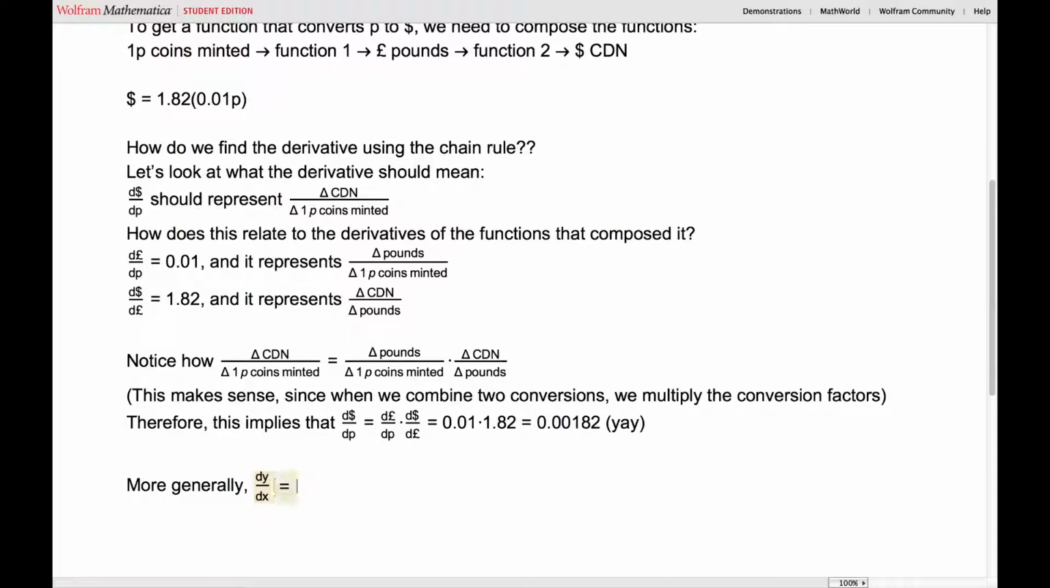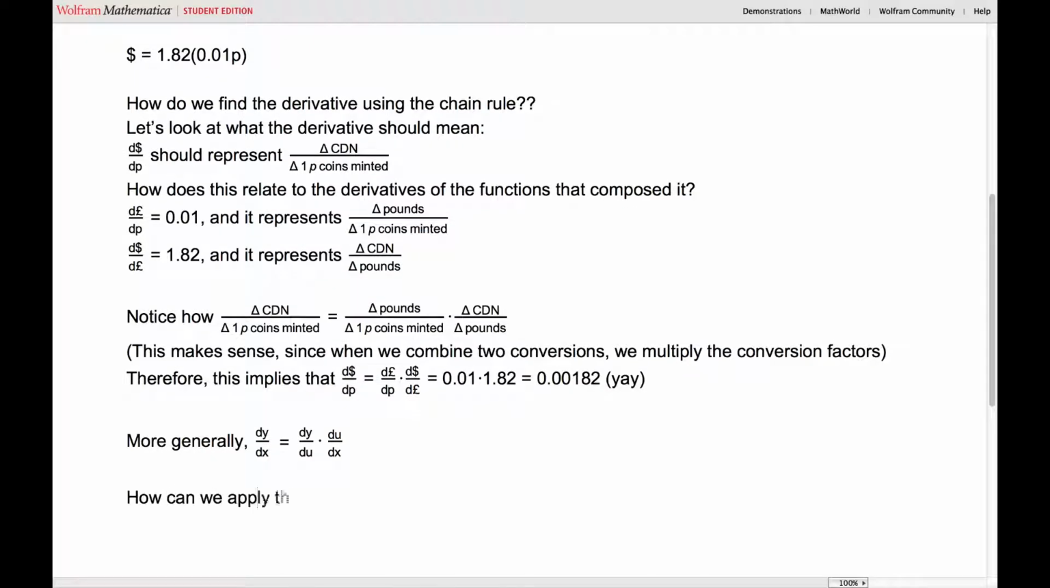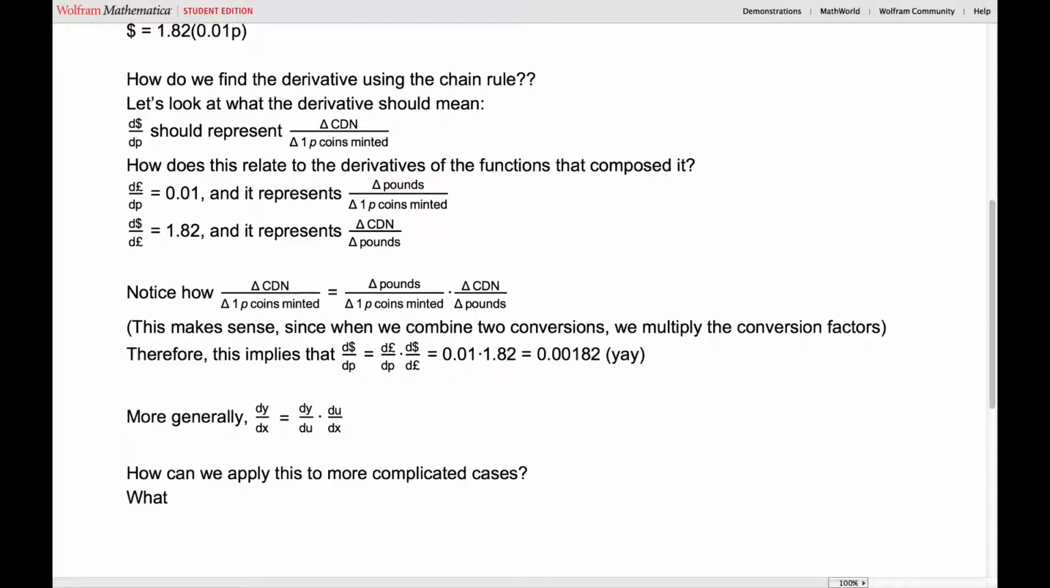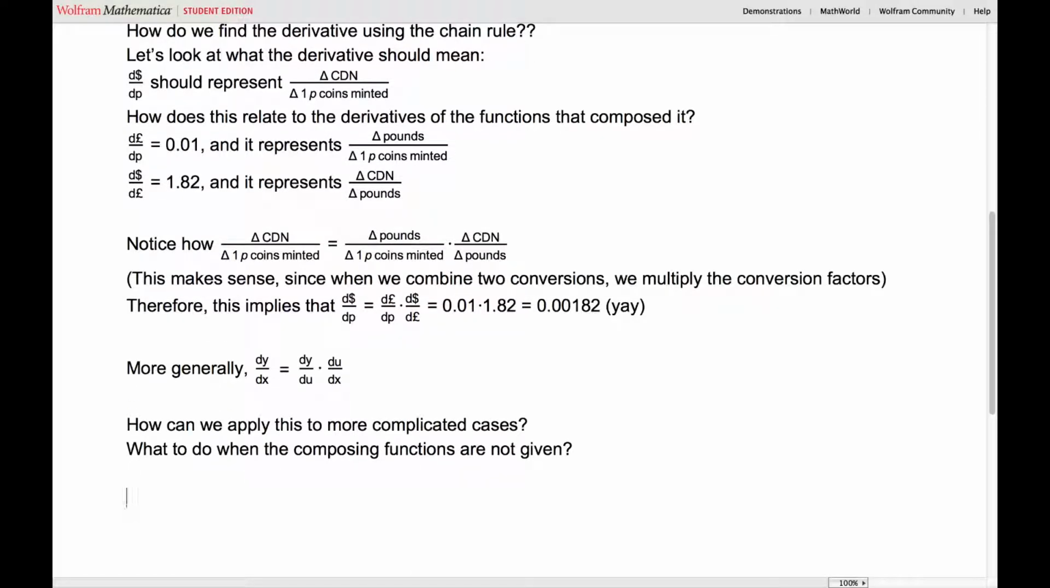And of course, we can put this in a more general form. dy over dx is equal to dy over du times du over dx. The u is going to be the intermediate variable that we're using here. But you might be saying, okay, well, I could have figured this out just by multiplying the functions, and then using the regular derivative rules to get the derivative of the function. Why do I care about the chain rule? Well, we can apply this to way more complicated cases. So what do we do when the composing functions are not actually given? We'll apply this to a much more complicated function here.